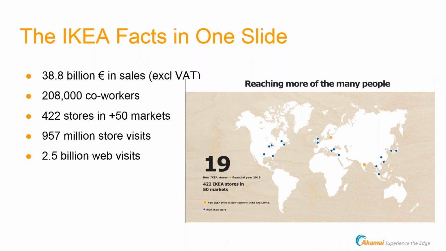The IKEA family is 422 stores in more than 50 markets, and we are growing with new stores coming up in South America in the coming years, for example. And we have just opened recently in Latvia and India. 2.5 billion visits to the IKEA.com site per year, and almost 1 billion store visits. It's amazing. So it's quite large. Roughly 200,000 people working for IKEA.